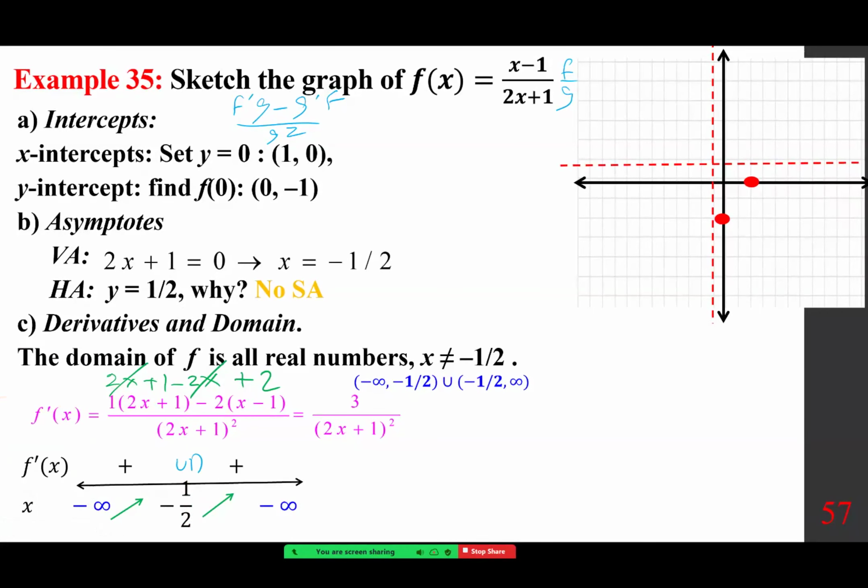And to the left of negative 1/2, pick negative 1. To the right, pick 0 for the test. If you plug in 0, you notice it's positive. You plug in negative 1, it becomes negative, square, it becomes positive. So therefore, you're going to write, there's no extrema, because they have to change from positive to negative or negative to positive to create extrema. But it is increasing always because it's positive from negative infinity to negative 1/2 union negative 1/2 to infinity.